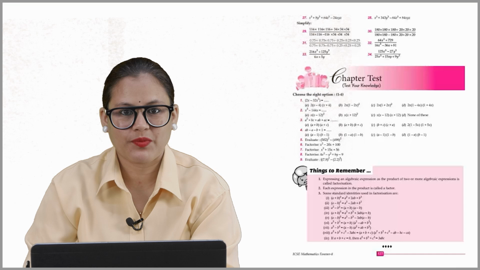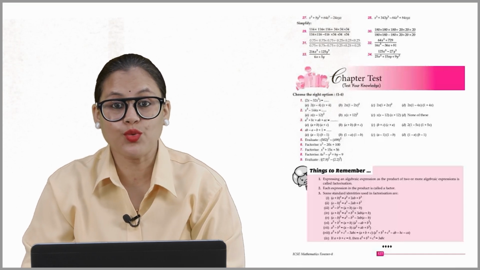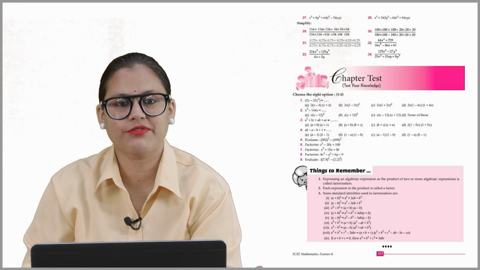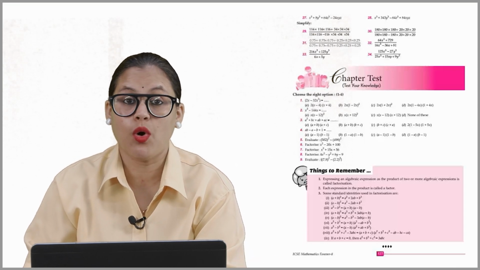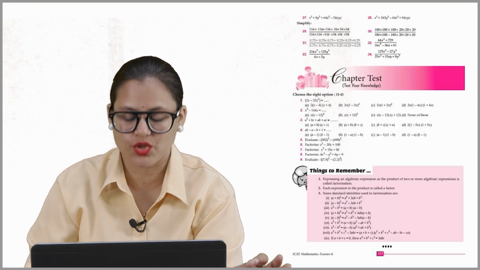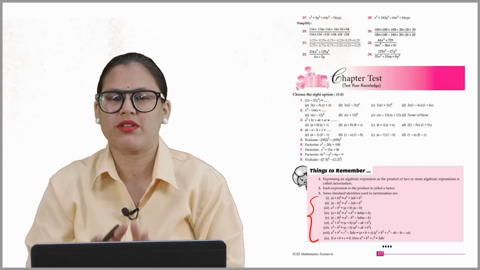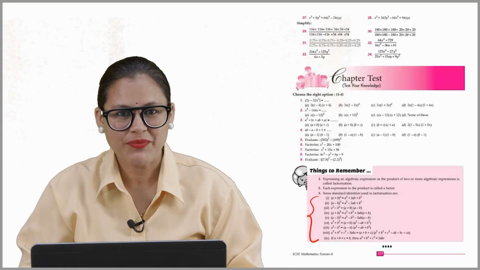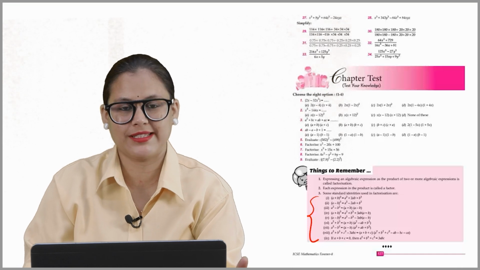Things to remember. Number 1, expressing an algebraic expression as a product of 2 or more algebraic expressions is called factorization. Number 2, each expression in the product is called a factor. And number 3, some standard identities used in factorization are given here. Okay, so students, do memorize all these identities. Okay, and now you have to practice the remaining questions of this exercise.